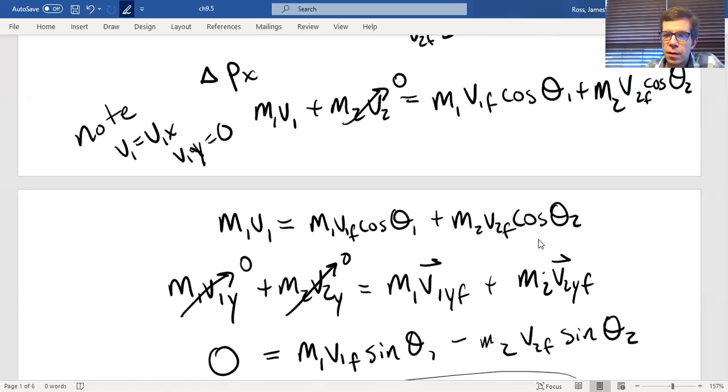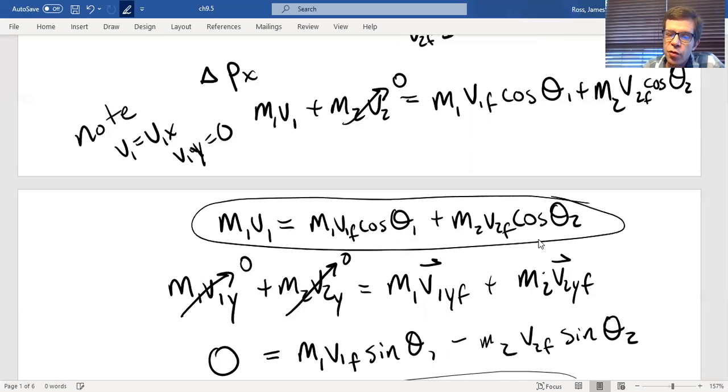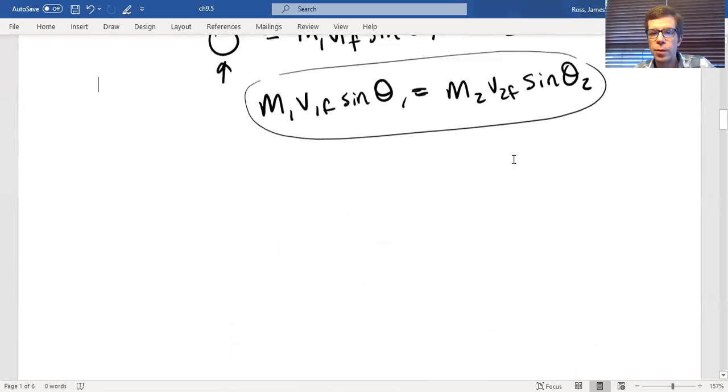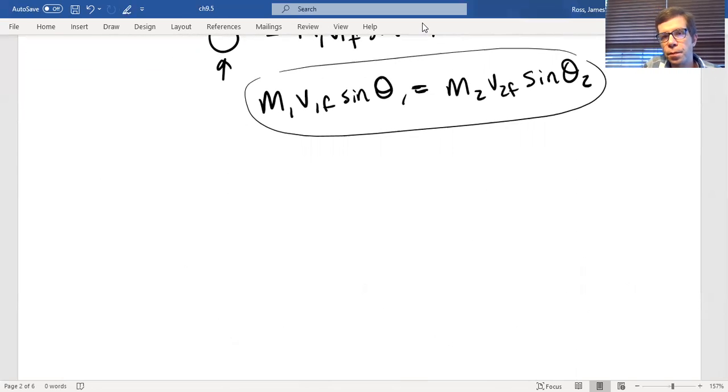And in the x direction, we have the initial momentum, which was all in object 1, is equal to the x component of the momentum for both objects. Pretty straightforward, expanding it to 2 dimensions. We'll work an example on this in class.